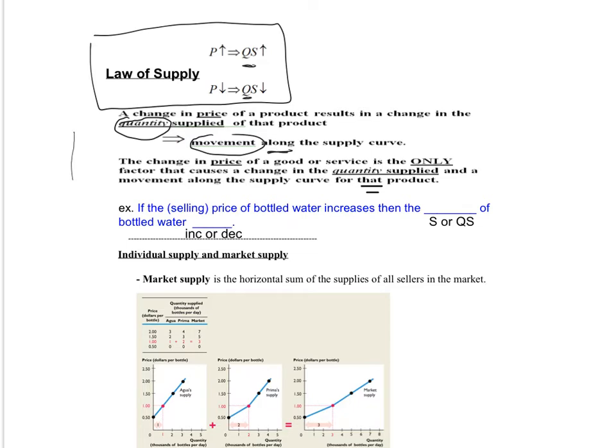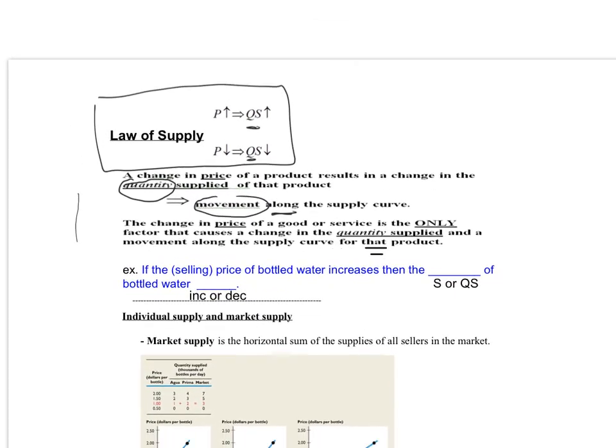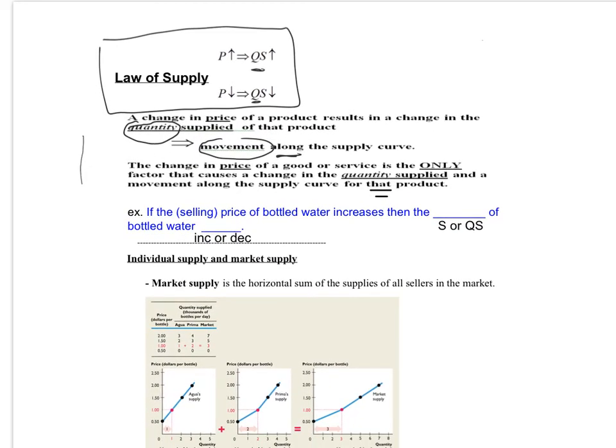It is the only way that you go from point A to point B for some product. It has to be a price change of that good. That's the only way you move along the curve, and that's said to be a change in the quantity supplied. That quantity is particularly important.